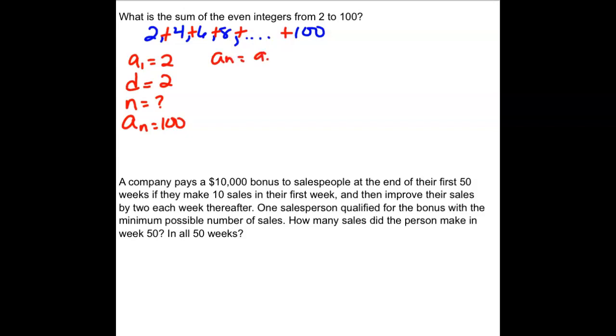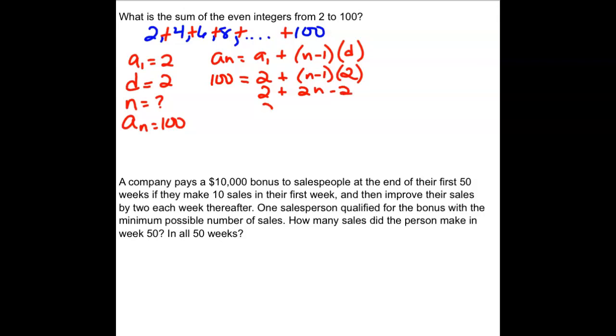A sub n equals first term plus n minus 1 times d. All right, plugging in what we know. Our last term is 100. Our first term was 2. We don't know our n value, but our common difference was also 2. All right, so distributing, we've got 2n minus 2. Combining, it's just a 2n. So 100 equals 2n. N would then have to be 50. So there's 50 numbers in that list.